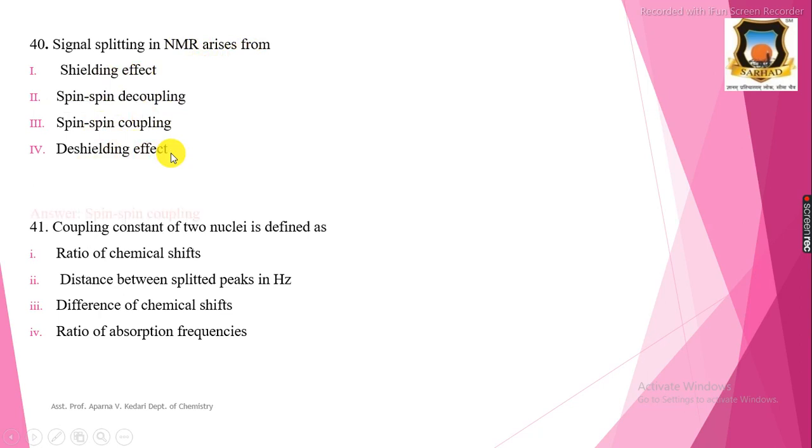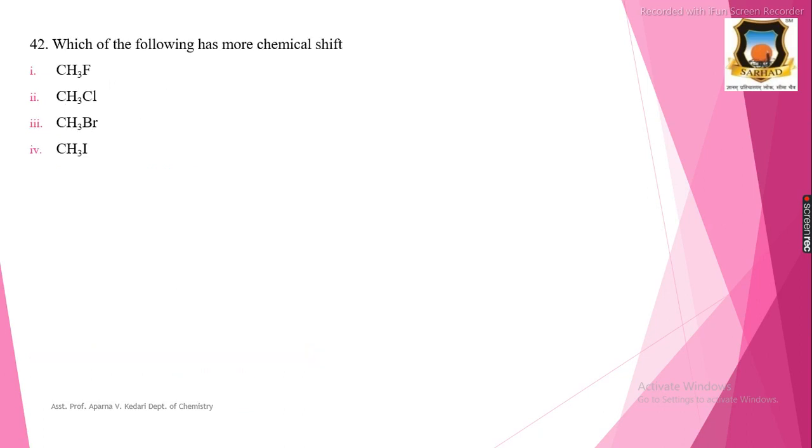Then next, splitting of signals in NMR arises from shielding effect, spin-spin decoupling, spin-spin coupling, or de-shielding effect. And the correct answer is spin-spin coupling. Then, the coupling constant of two nuclei is defined as the ratio of chemical shift, distance between the split peaks in Hertz, difference of chemical shift, or ratio of absorption frequencies. And the correct answer is the distance between the split peaks in Hertz. This is the definition of the coupling constant.